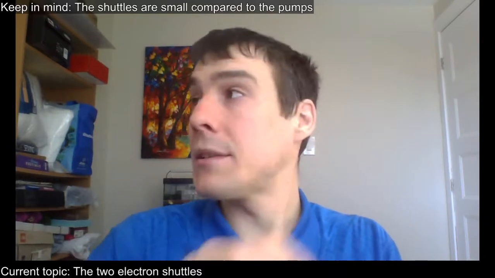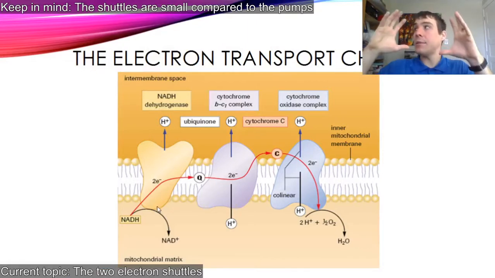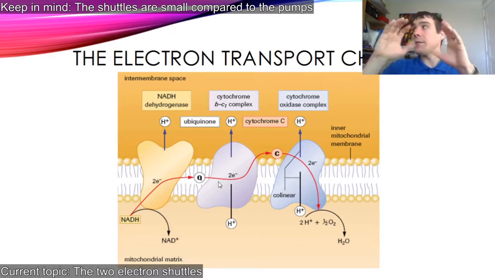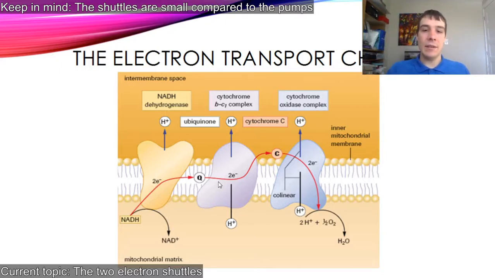Well, if we jump back to this view, the pumps, the big pumps, have to sit in the membrane. They're across the membrane. They're these big chunky things. In order to pass the electrons from one to the other, they would have to bump into each other, basically, and it's kind of awkward.